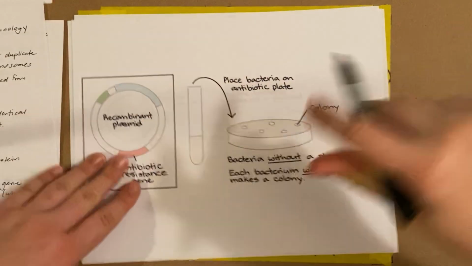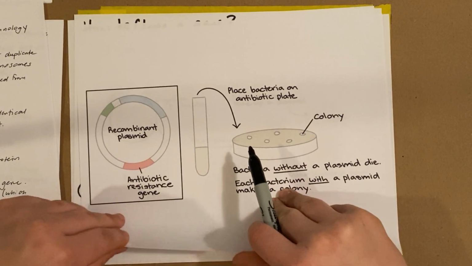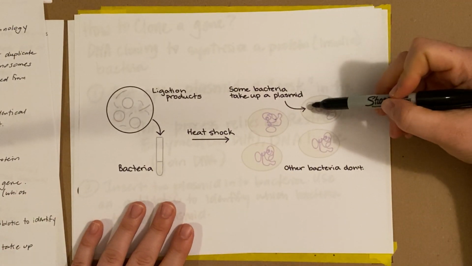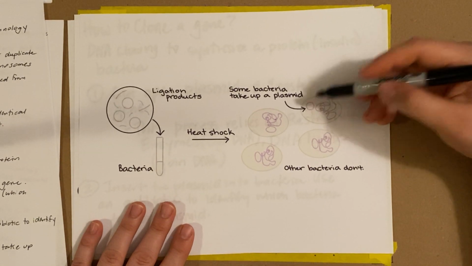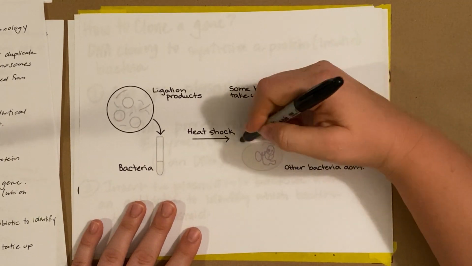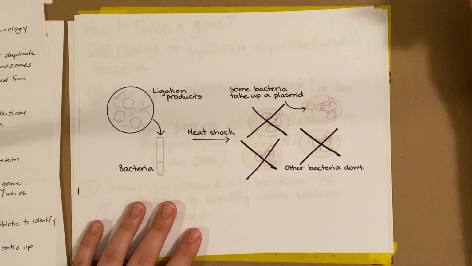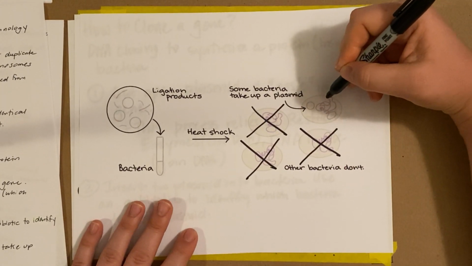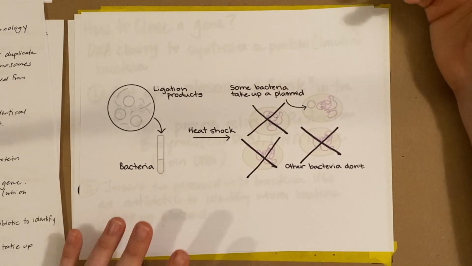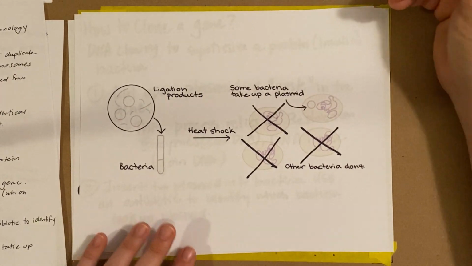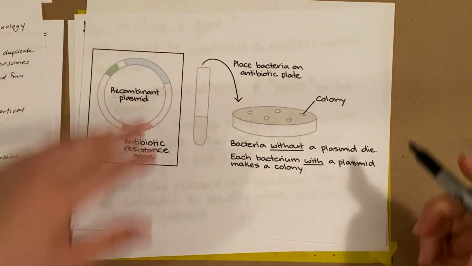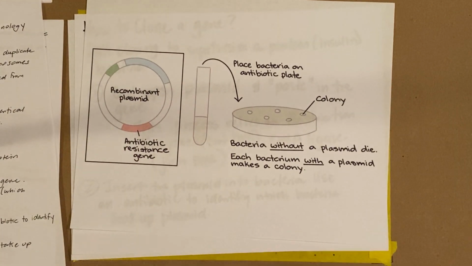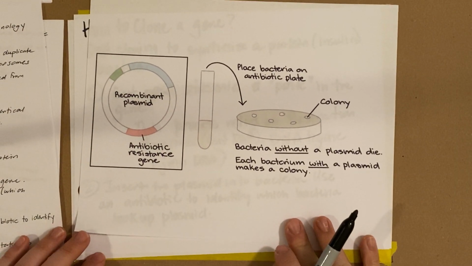So if we're looking back on this page, because only this bacteria has the antibiotic resistance gene, these 3 would all die because the antibiotic would kill them, and then only this one would survive. So once you've actually used the antibiotic, you can select the colonies that have survived, and those are the ones you're going to then want to culture, which just basically means make a lot of them, okay?